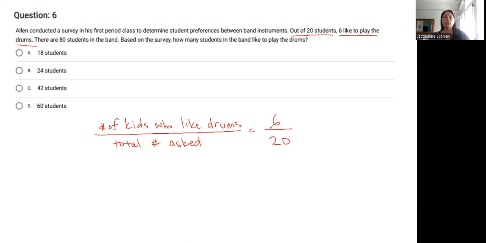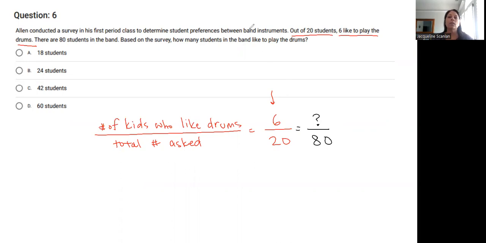Using this fraction, based off of this information, they want us to predict how many students want to play the drums if the group were 80 instead of 20. So here's how I would set that up. I would first start by creating a new fraction. My denominator would represent the total number asked, which would be my 80. And so my unknown piece of information would be the numerator, which would be the number of kids who like the drums in the larger group, okay?